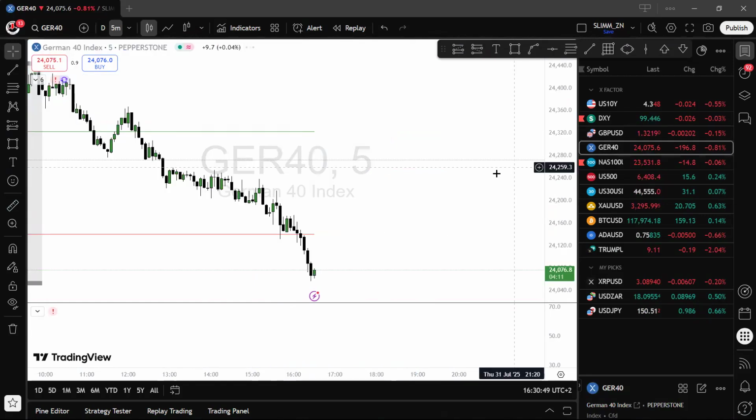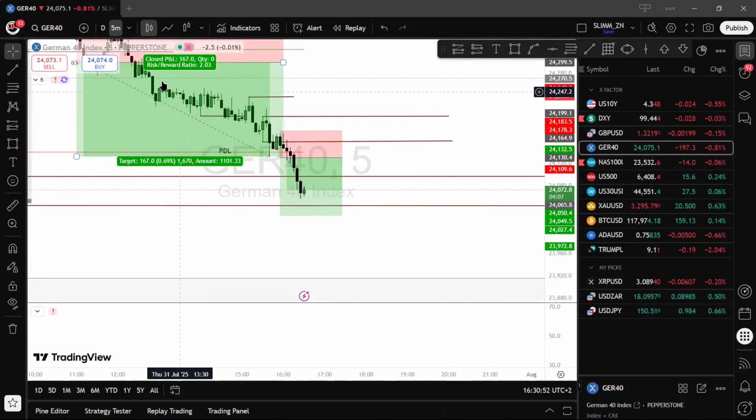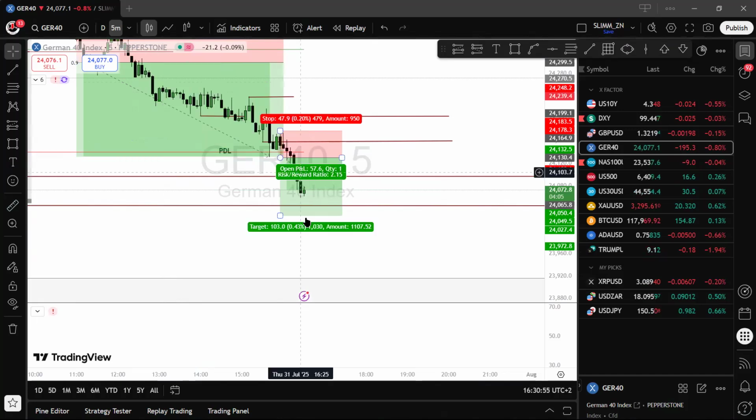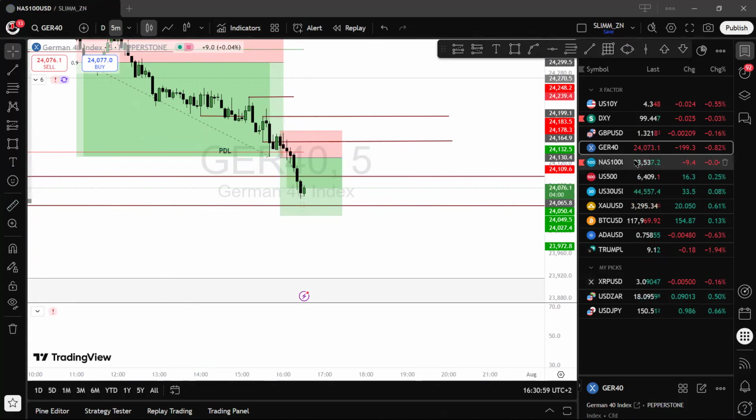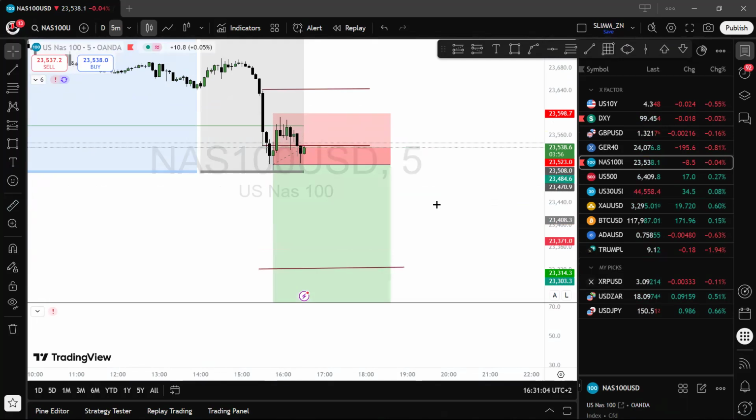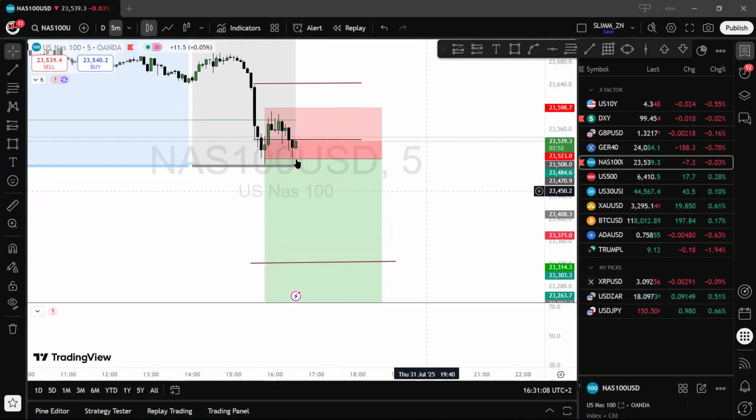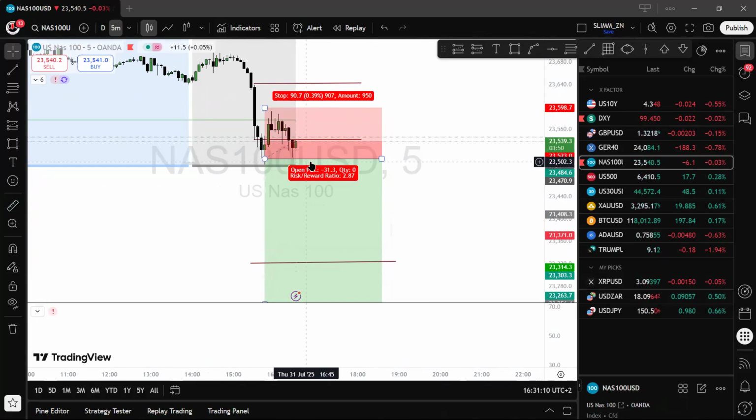German 40, we managed to take 1%. This was the London session setup. This is the New York session setup. And we got to halfway. We took 1% of that trade. Nasdaq currently running at a loss, and I think I'll just let it be. If it comes back maybe to break even, I'll close it at break even. But if it also closes being a loss, I'm also okay with that.